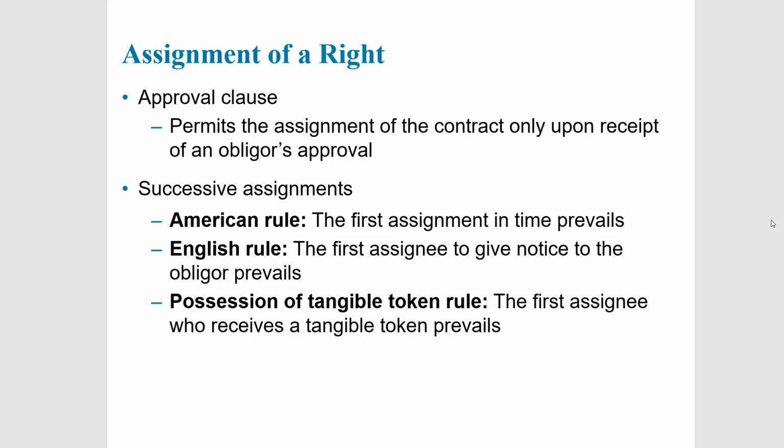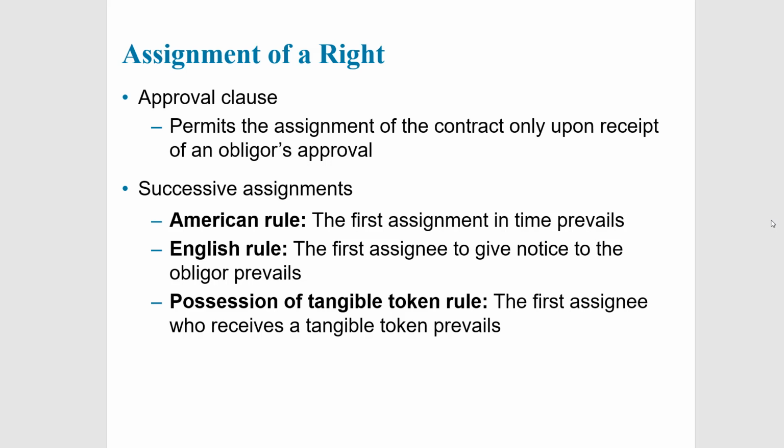So if I was to not need the apartment anymore and I wanted to sublease it to a friend to finish out the remainder of my lease, I would have to go get the approval of the rental company first. And that makes sense because they don't want just anybody coming in there. They're going to probably run a credit check and a background check just to make sure they're not going to tear up their property. So that's an approval clause.